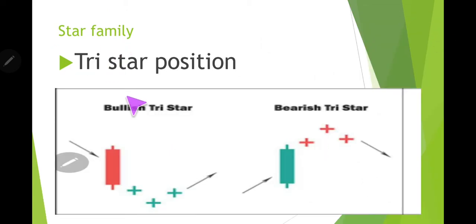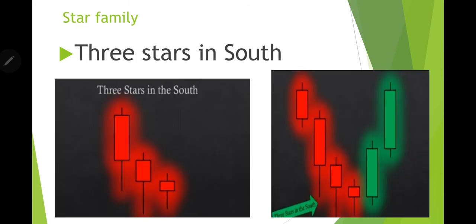Still under star family, we've got 3-star position. The bullish 3-star position, you'll find that is very similar as well to morning star and evening star. You'll find that after that candle, there's a gap down with a doji star, and after that, there's another gap down with a doji star, and after that one, there's a gap up with the doji star. That means we've got 3 candles that are doji stars that are forming gap down and gap up. So this is a bullish 3-star position, and that one is a bearish 3-star position.